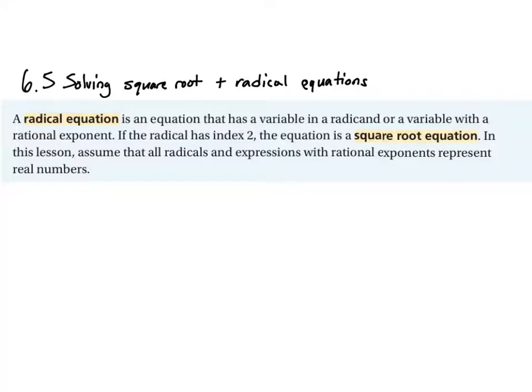All right, section 6.5, solving square root and radical equations. A radical equation is an equation that has a variable in a radicand or a variable with a rational exponent. If the radical has an index of 2, the equation is a square root equation. In this lesson, we'll assume that all radicals and expressions with rational exponents represent real numbers.